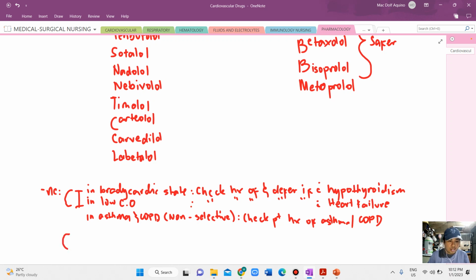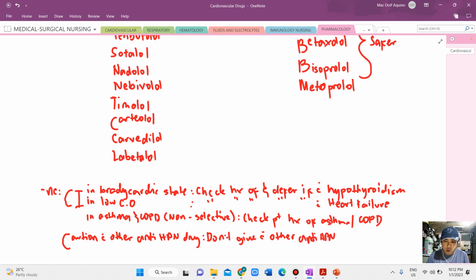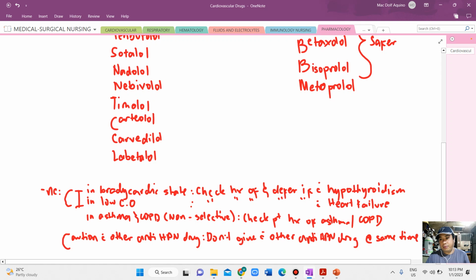Next, the second nursing consideration: this drug needs caution. You need to use caution with other anti-HPN drugs. Be careful in using it, especially if the patient is using another anti-hypertensive drug. What will be the nursing implication? Don't give it with other anti-HPN drugs at the same time. If the patient needs to take two anti-hypertensive drugs, put a gap between them. Do not give them together, because the BP might suddenly drop and cause hypotension. That is also dangerous.